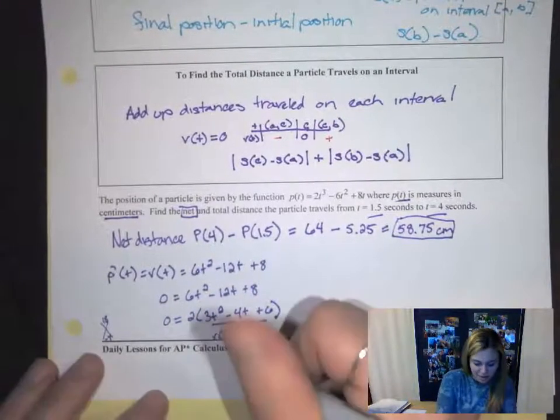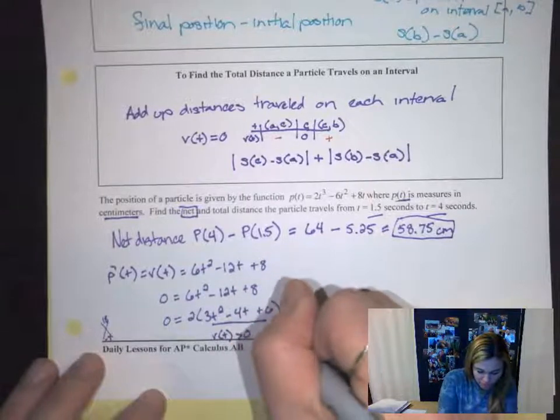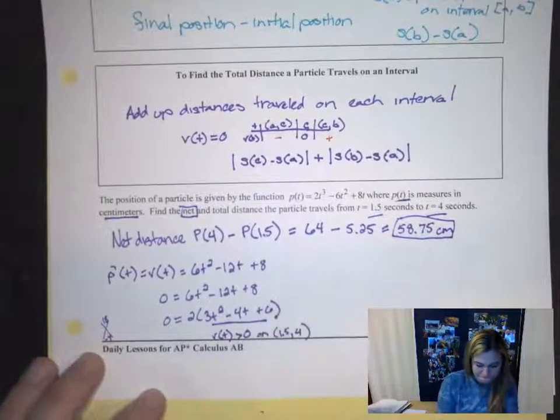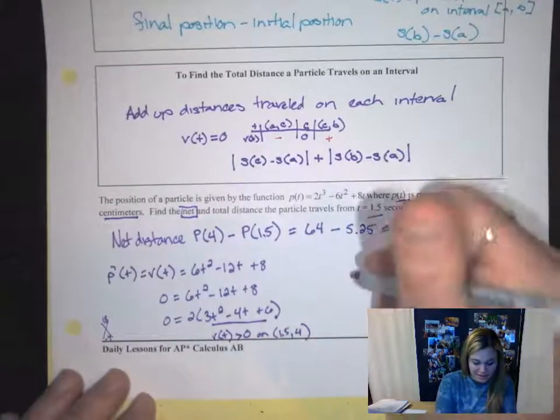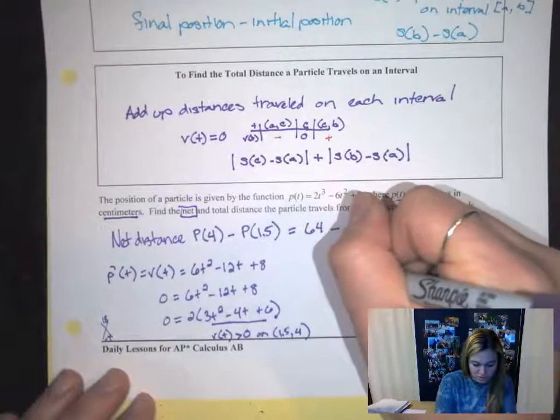And you could say on the interval 1.5 to 4. And so I'm already accounting for that. And so what I can do then is I can be like, well, if I know the particle is always moving to the right, I know that about the position. The particle is moving always to the right. Then this equals net distance, but also total distance.